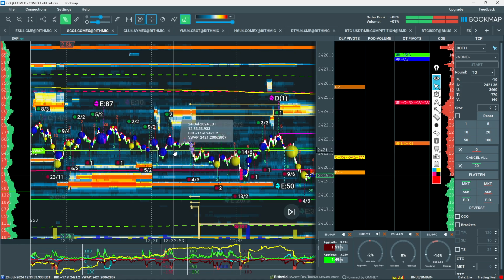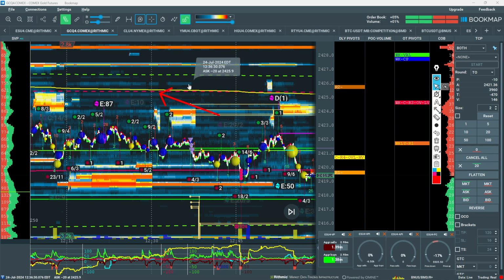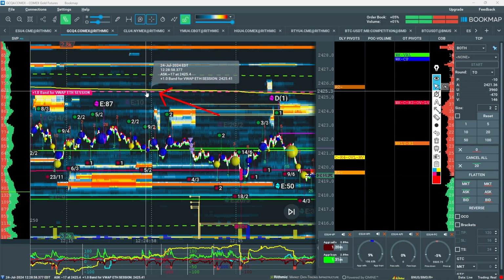Let's see, this is VWAP from the Euro session. So that green line right there is VWAP. That's the first upper deviation, and that's the ETH session, probably the first upper deviation as well. Let me double check. Right, so that's the first upper deviation.